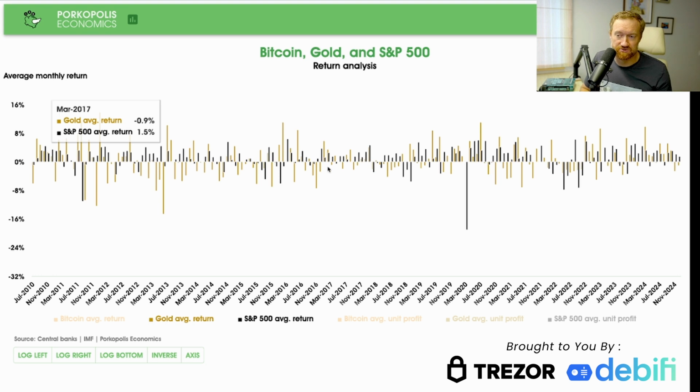Interestingly, if you're a gold bug, you have to deal with a few more Maalox moments than with stocks, at least in the last 15 years. We're only looking since 2010. I'm obviously not catching the huge downdrafts that went into March 2009, with the S&P going to 666. I'm not catching that at all.